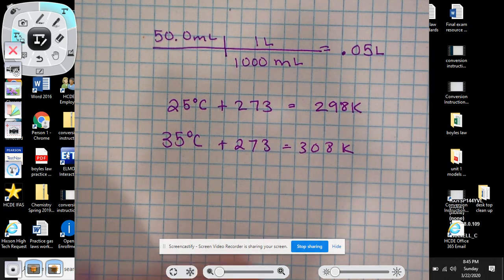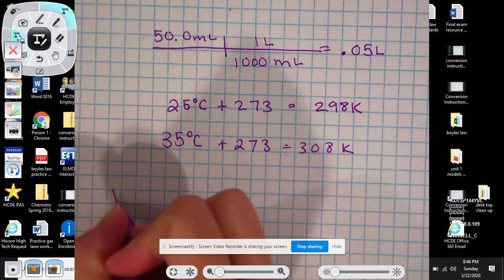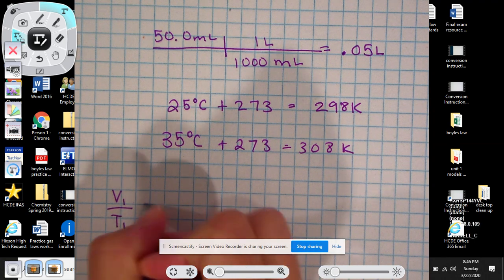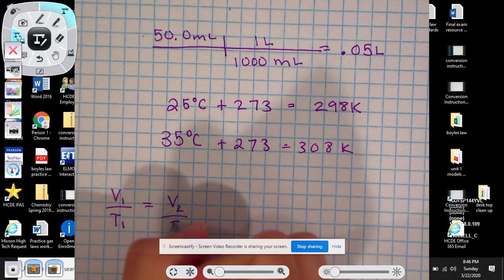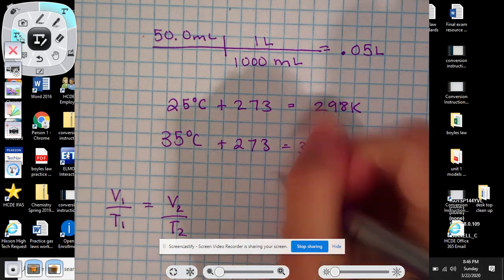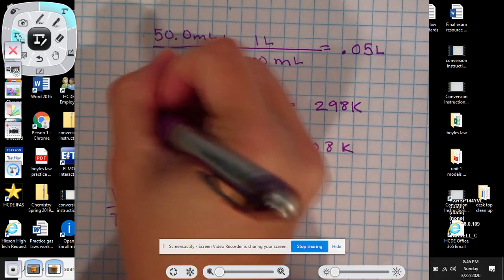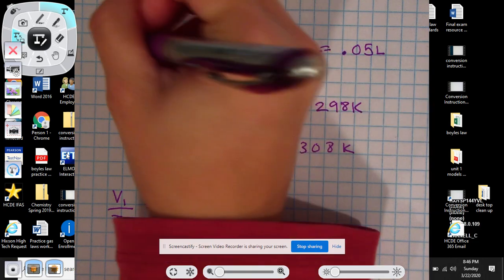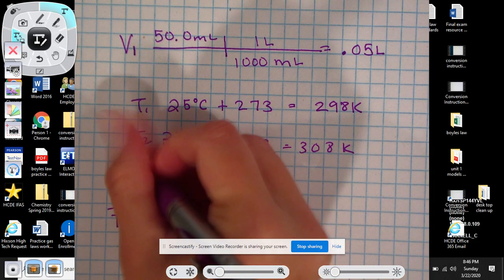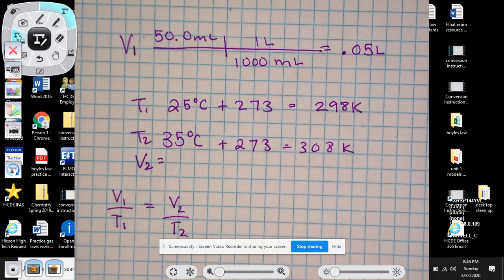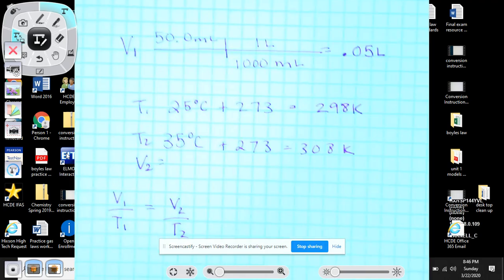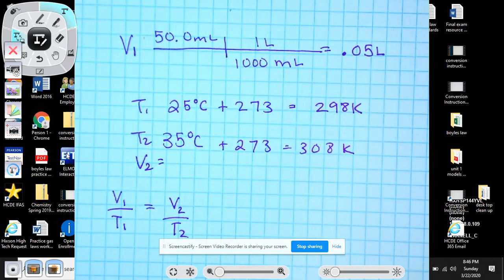All right, so we have V1 over T1 equals V2 over T2. We are currently looking for, remember this is our T1, this is our T2, this is our V1. We're looking for V2. That's our question mark. See if I can turn a light onto this. Does that help or make it worse? It helps a little. I'll keep it going as long as it helps a little.